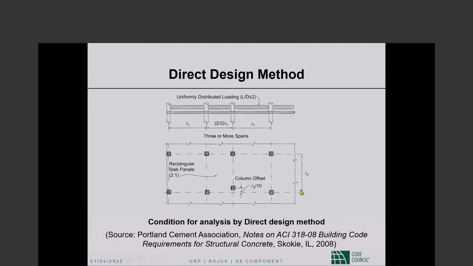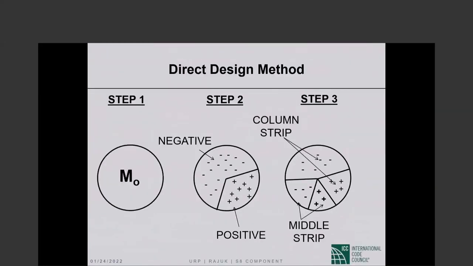Okay, the direction of analysis is from left to right. L sub 2 is the perpendicular span, and the maximum offset of this column would be L sub 2 over 10. Okay, everything else we have gone over and is repeated in the picture. Okay, what is the direct design method?